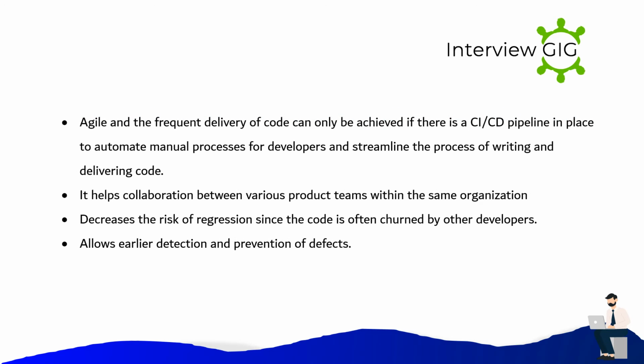Agile and the frequent delivery of code can only be achieved if there's a CI/CD pipeline in place to automate manual processes for developers and streamline the process of writing and delivering code. It helps collaboration between various product teams within the same organization. Decreases the risk of regression since the code is often churned by other developers. Allows earlier detection and prevention of defects.